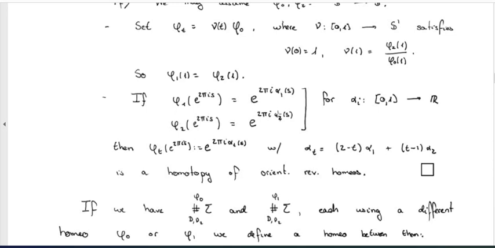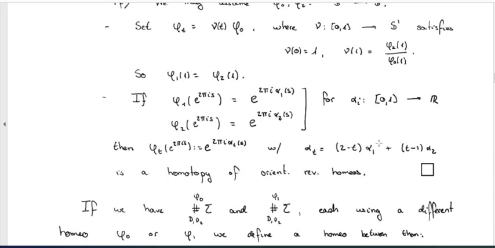And now phi 1 and phi 2 are maps basically of the interval into R, and they have the same endpoints. And we have shown before that maps of the interval into R with the same endpoints are homotopic relative to the endpoints, and this is just done by doing the linear interpolation, as we see here. But what you should observe, and this is the key fact, is that linearly interpolating is in fact not just a homotopy, but a homotopy of orientation reversing homeomorphisms.